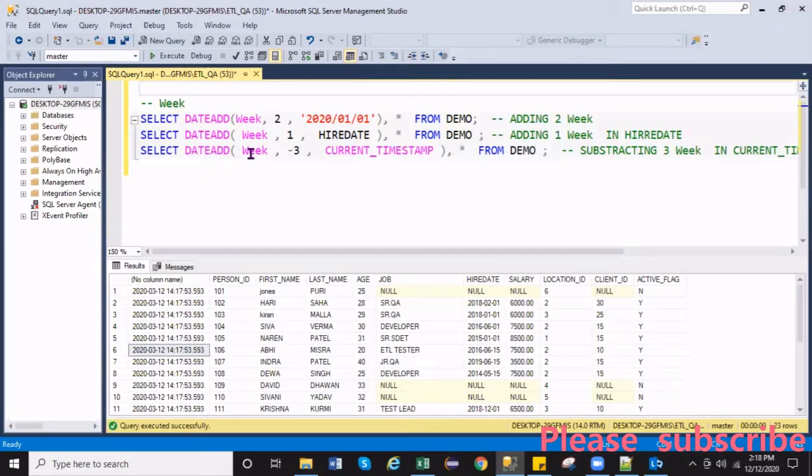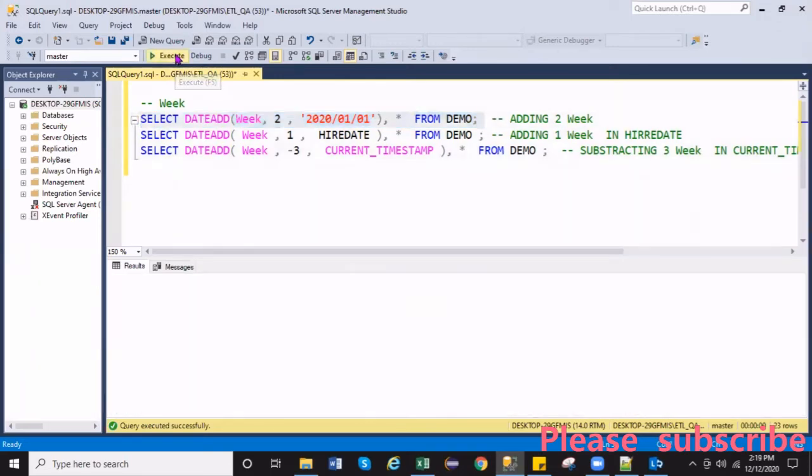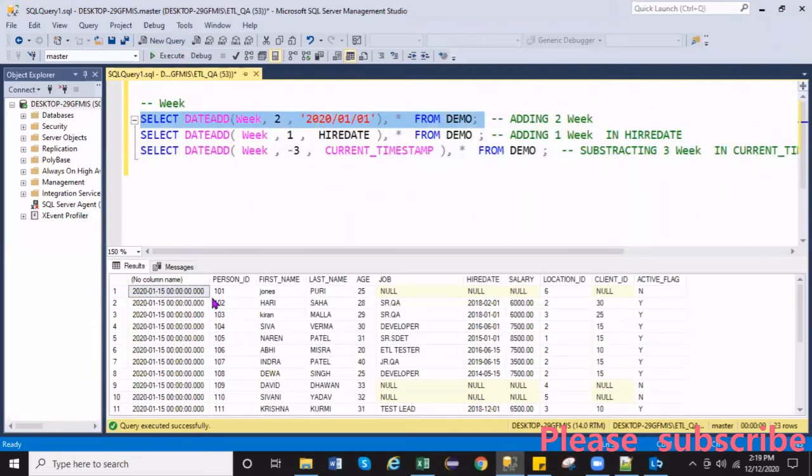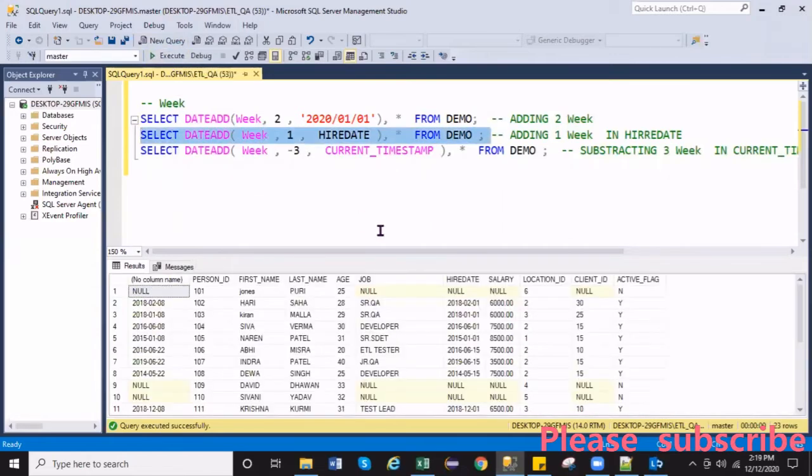So for example, if I add 2 weeks to this date, what will the date be, right? 1 week is 7 days, so 2 weeks is 14 days. So there is date 01, and I added 14 days, it took me to 15. Similarly, 1 week means 7 days. Whatever the hire date column has, it will add 7 more days. So see, 2018 February 1st, it took me to 2018 February 8.